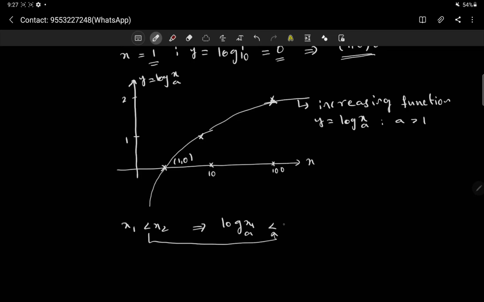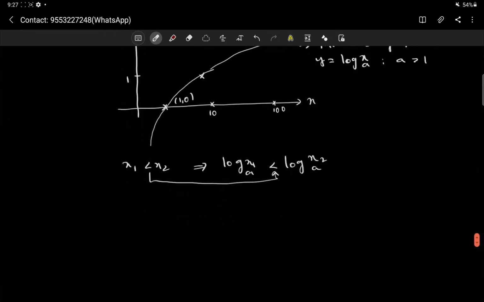Log x1 base a is less than log x2 base a. So why did this inequality not change? See here, log x base a is an increasing function, that's why it hasn't changed. So you can have it on both sides.